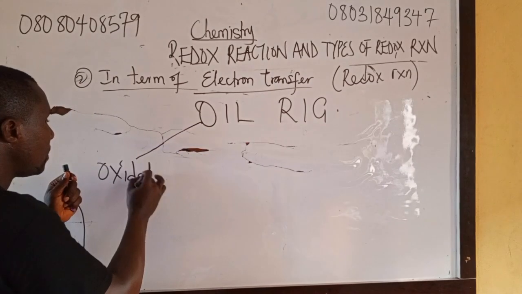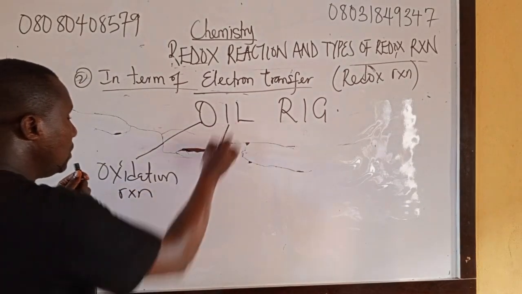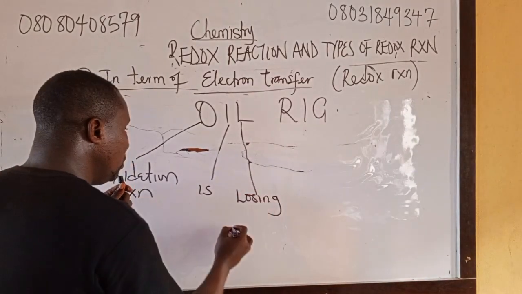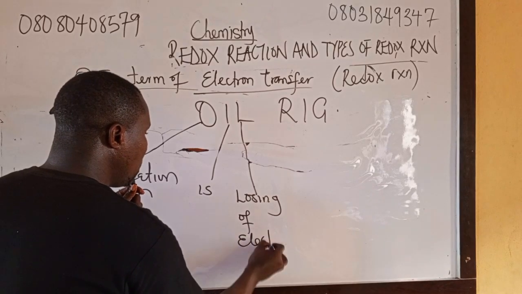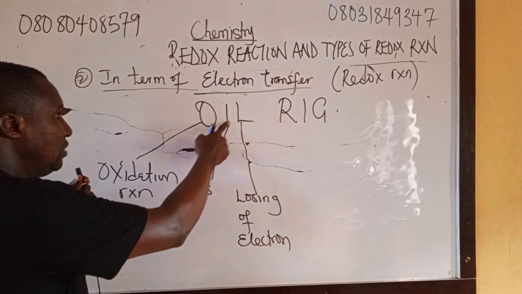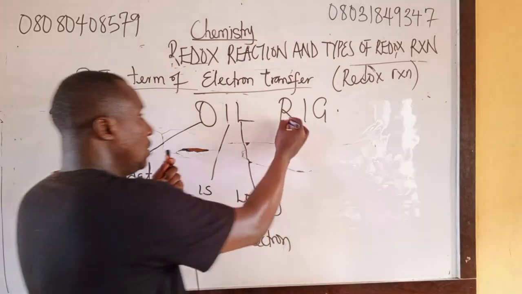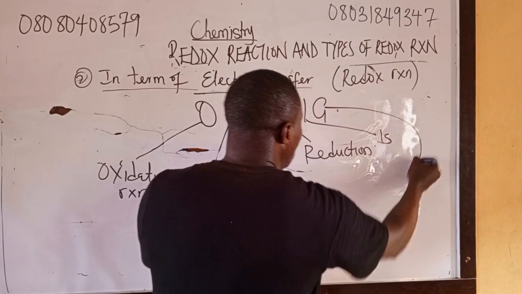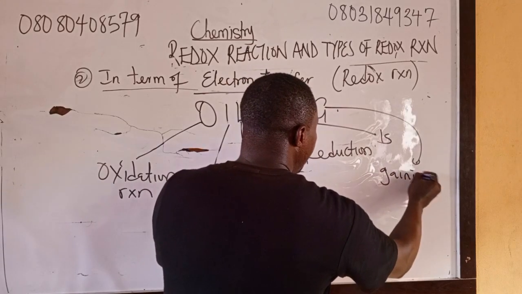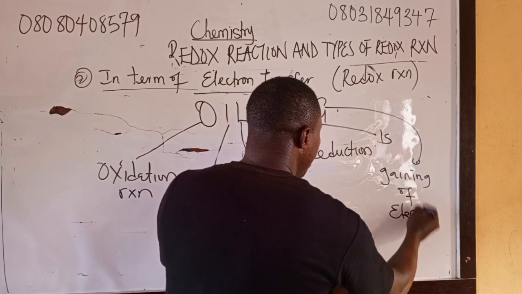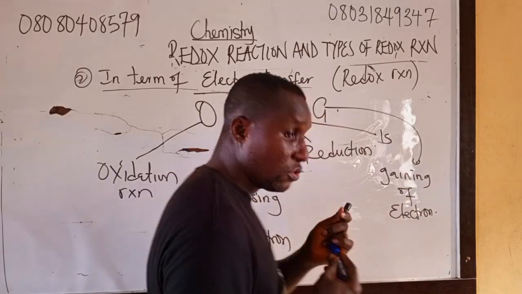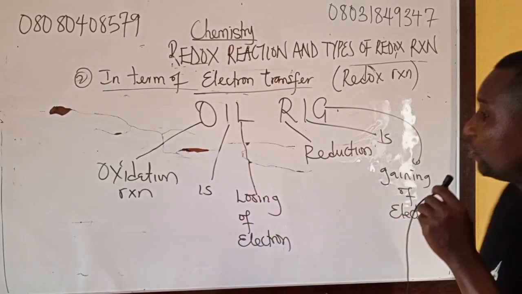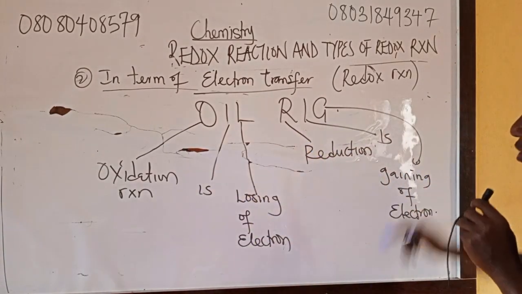OIL RIG. Oxidation reaction is the losing of electron. Reduction reaction is, G is what? Gain of electron. Take note of that. Oxidation reaction is losing of electron. Reduction reaction is gaining of electron.